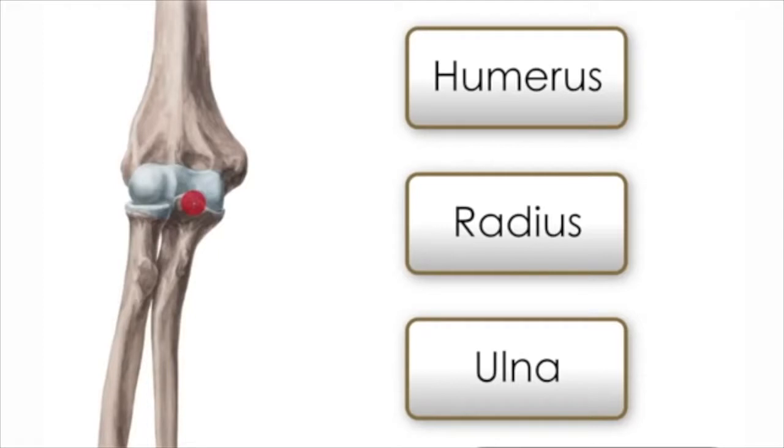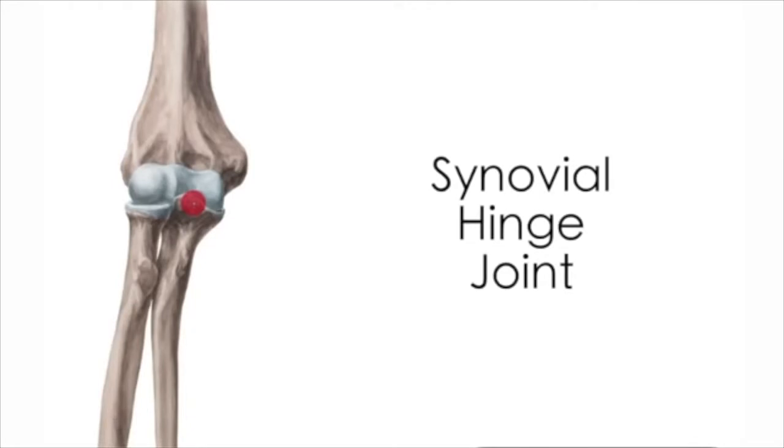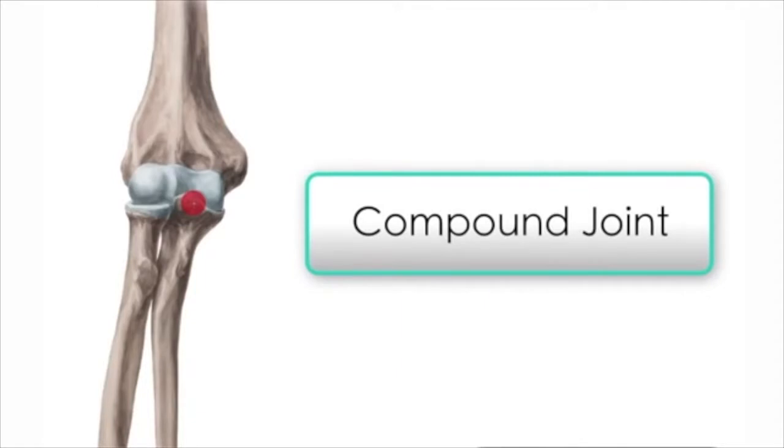Now, an important thing to know is that the elbow joint is a synovial hinge joint, and it is a compound joint. What is a compound joint? A compound joint is simply a joint that is comprised of other joints, other sub-joints. I use this term loosely, but other sub-joints.